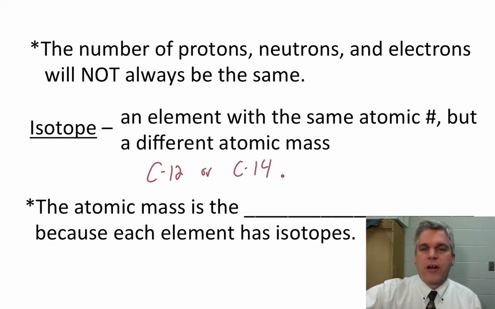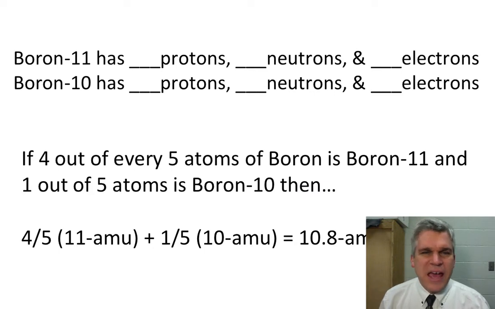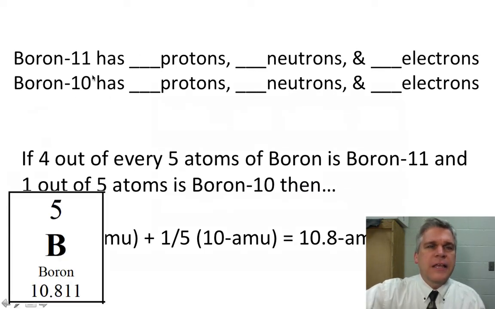And you may have heard of carbon 14. This is the element that they use in carbon dating. Because we have isotopes, this is why the atomic mass is really the average atomic mass. Well, what does all this mean about average atomic mass? Let's take a look at boron.